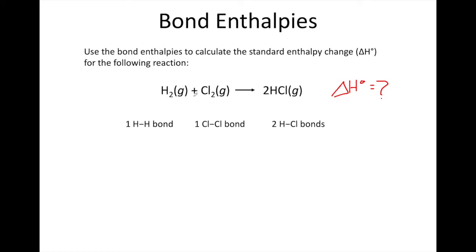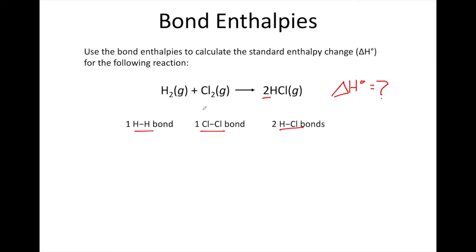So what we want to do is not just look at these reactants and products, but we have to look at the dot structures to see what bonds we have. Now this is a very simple reaction. H2, we have 1 mole of H2, so we have 1 mole of H-H bonds, right? Here we have 1 mole of Cl2, so Cl2 is Cl bonded to Cl, so we have 1 mole of Cl-Cl bonds. And then we form 2 moles of HCl, so H bonded to Cl, so we have 2 moles of those bonds.